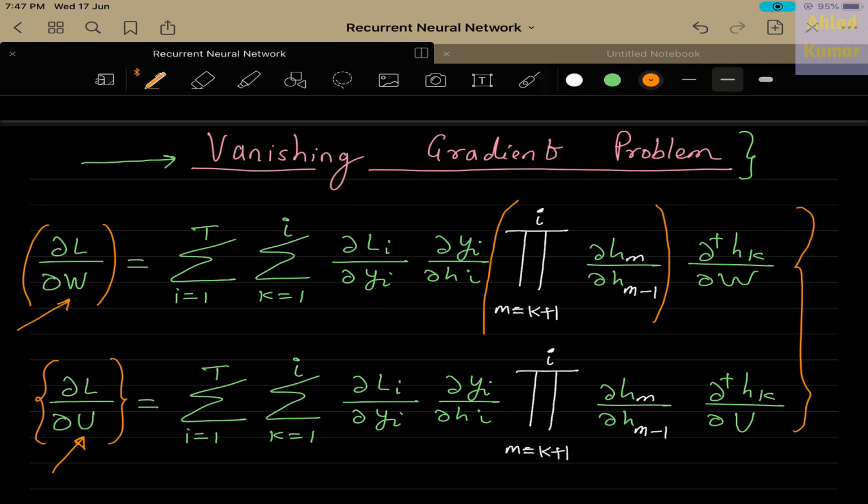You can see that this factor is common to both the equations. So if we understand this equation with this factor involved, then the same concept can be applied to this equation as well. So let's focus on this part and see what this problem of vanishing gradient is all about.